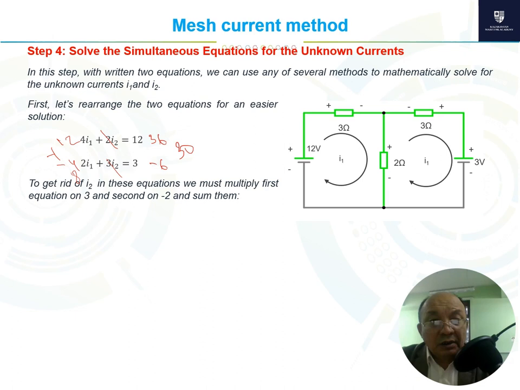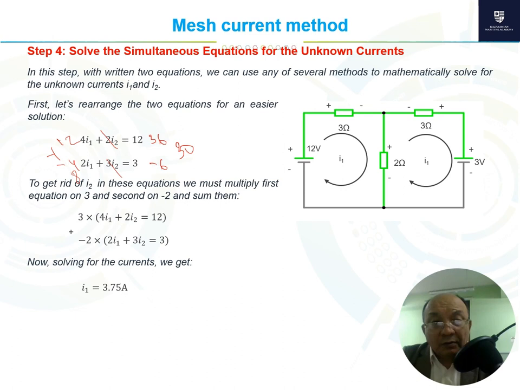So 8I1 equals 30. If we divide 30 by 8, I1 will be equal to 3.75 amperes. Now we can easily find I2 by substituting this 3.75 into I1. So I2 will be minus 1.5 amperes.